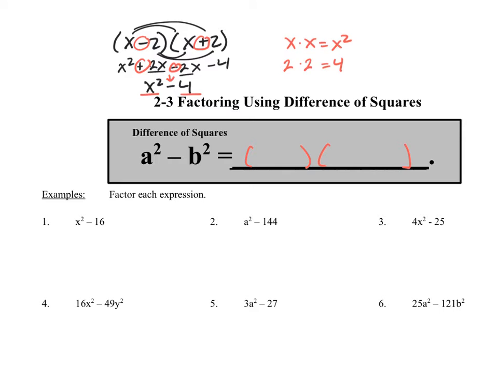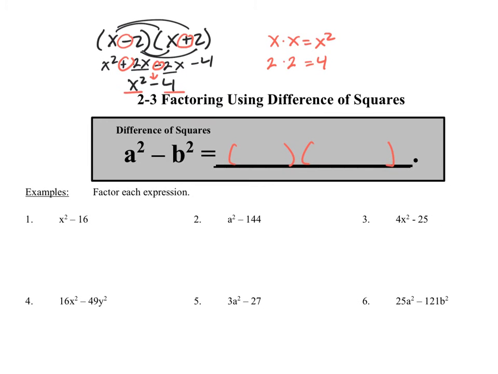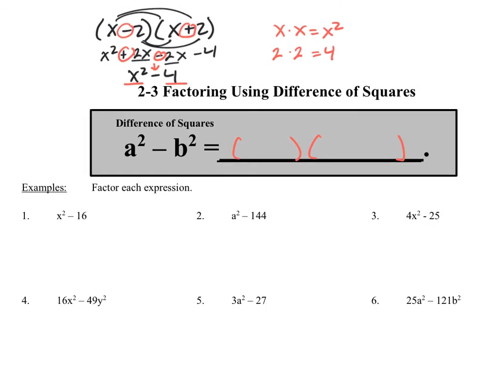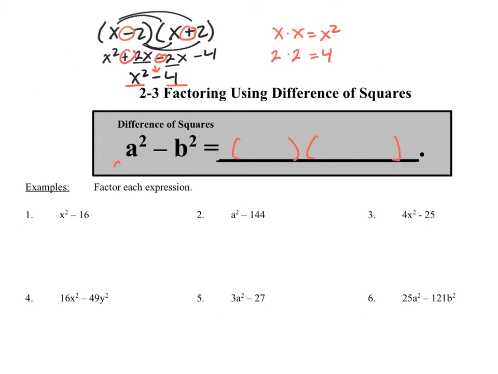The first term in each binomial is going to be the square root of the first term in our original problem. So if this was a squared, we got a squared by taking a times a. So the square root of a squared is just a. So that's going to be the first term in each of these. We got b squared by taking b times b, but remember, we needed one positive and one negative in order to get the middle term to cancel out, like we did in our distribution problem there.